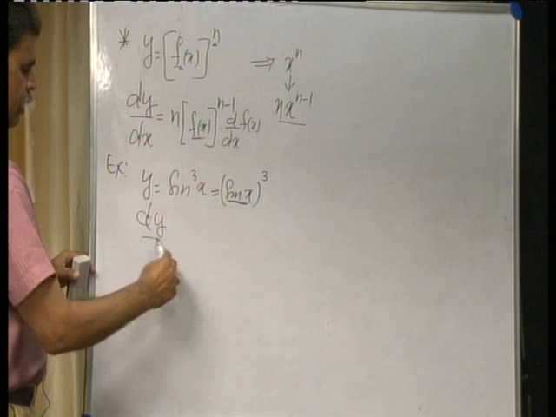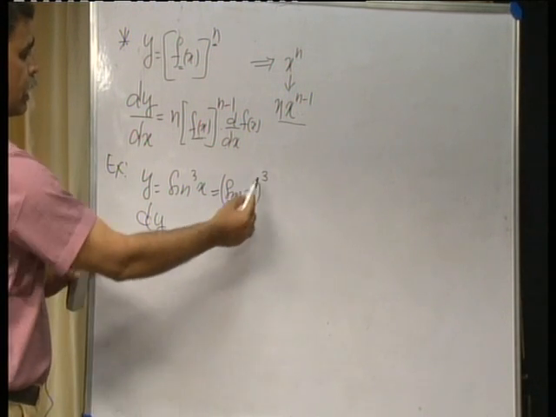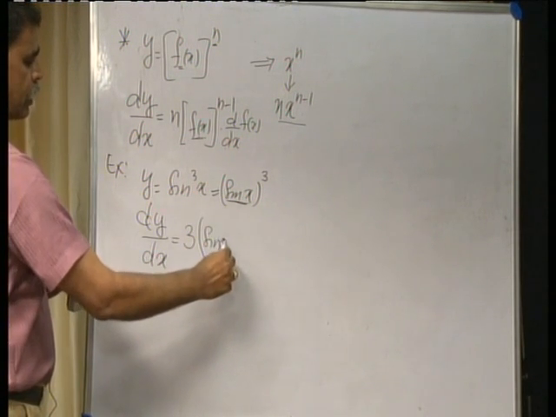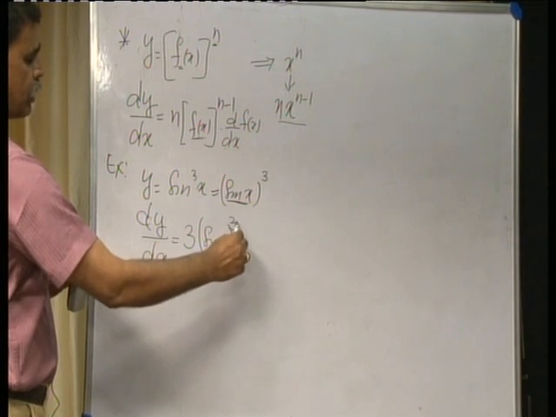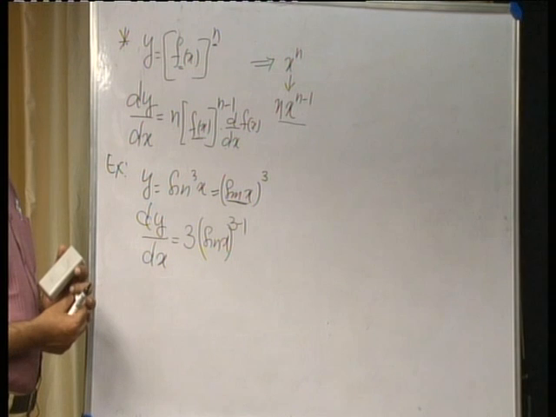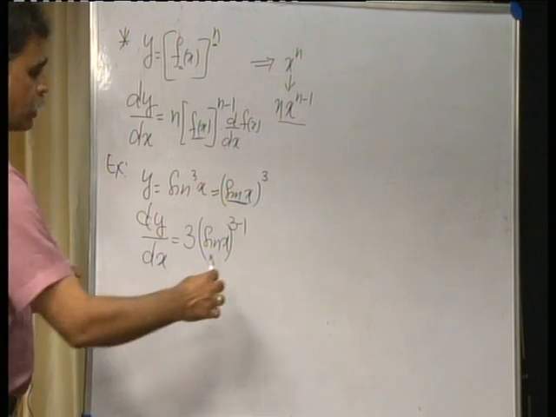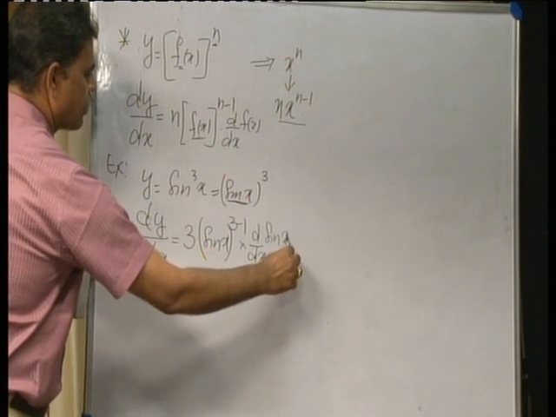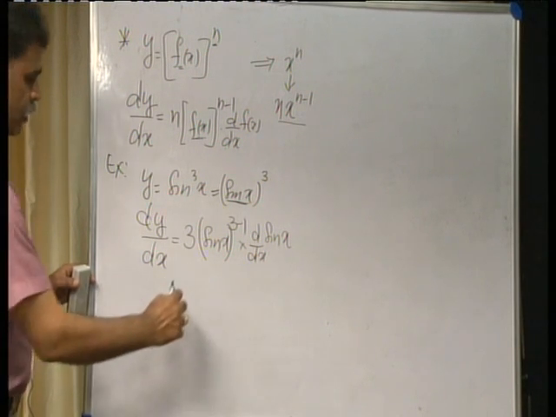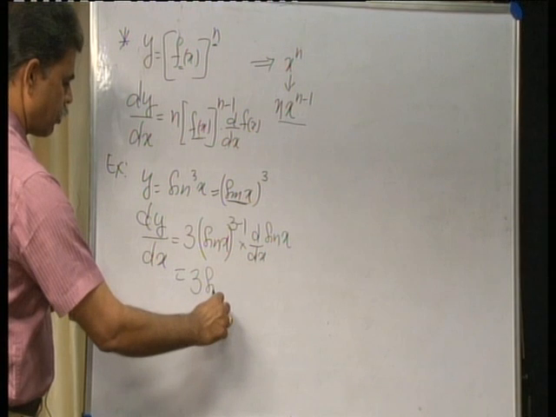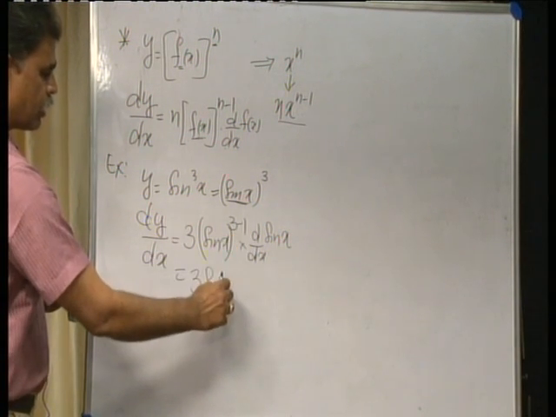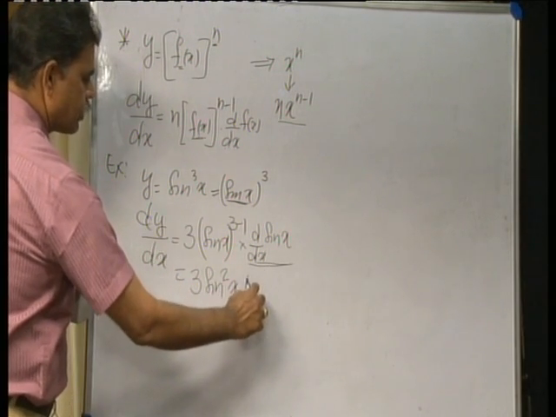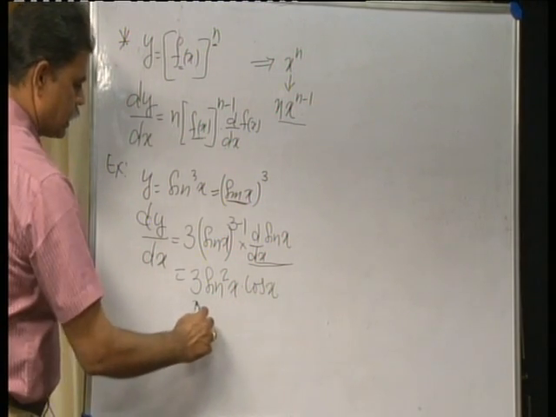Therefore, we will write dy by dx is equal to n, which is 3, into function. What is function? Function is sin x, to the power of n minus 1. Function to the power of n is n into function to the power of n minus 1 into d by dx of function. What is function? It is sin x. Finally, it reduces to 3 into sin x whole square, I will write it as sin square x, into differentiation of sin x. Differentiation of sin x is what? It is cos x. It is the answer.